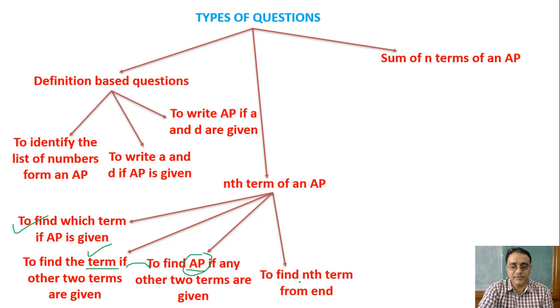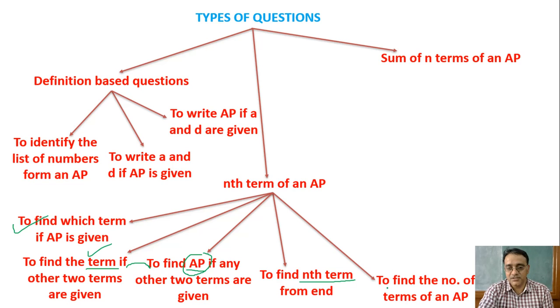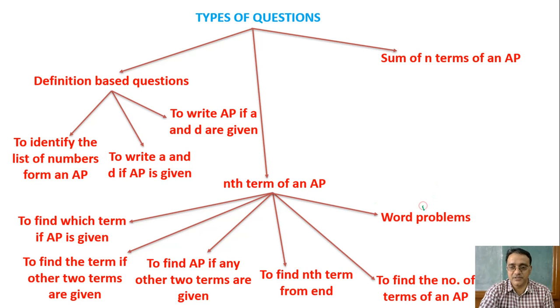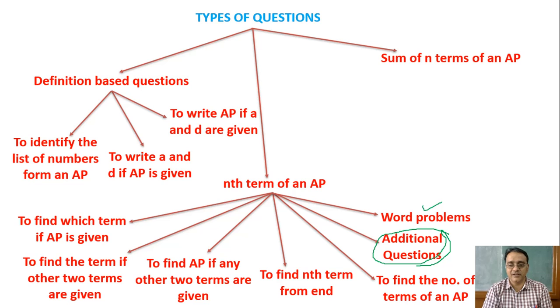Now the fourth type of question is to find the nth term from the end, and next to find the number of terms of an AP. Now this is very important for this part. Okay. Next one, word problems. nth term में word problems है. And the last one, additional questions. इसमें किस टाइप के क्वेश्चंस आएंगे, कौन कौन से क्वेश्चंस इसमें कवर करेंगे. Some proof related questions is also there, that also we'll see.